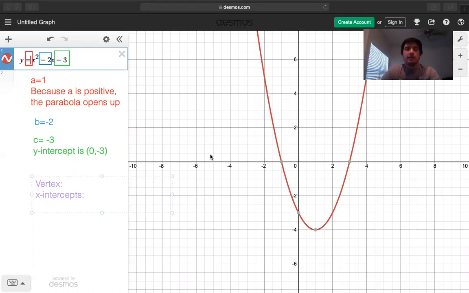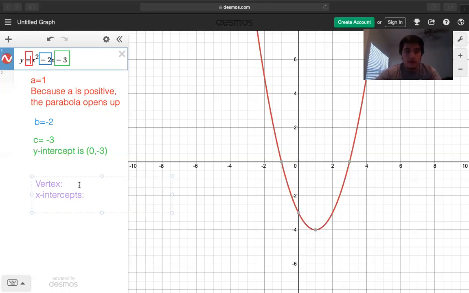So just looking at this graph on Desmos, remember the vertex is either the lowest or the highest point. On this graph, I have a lowest point. So all you have to do on Desmos is go down to where the vertex is and just hover over it. So I find that the vertex is (1, -4).